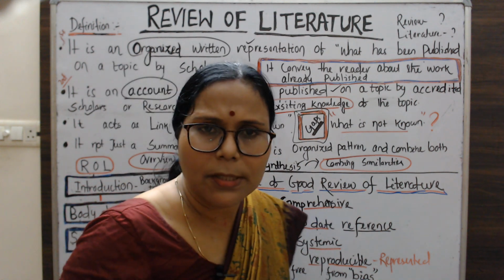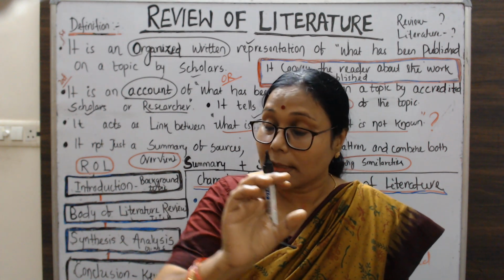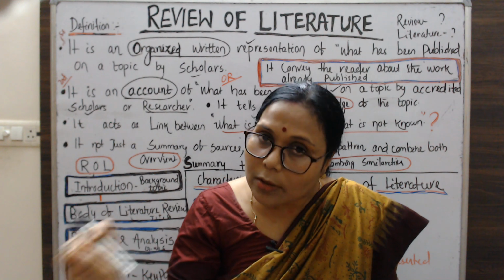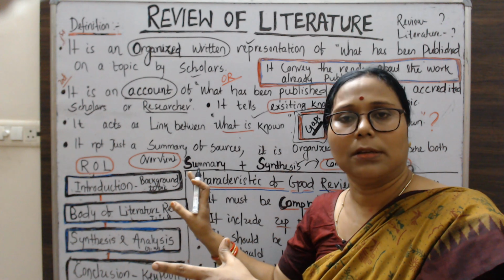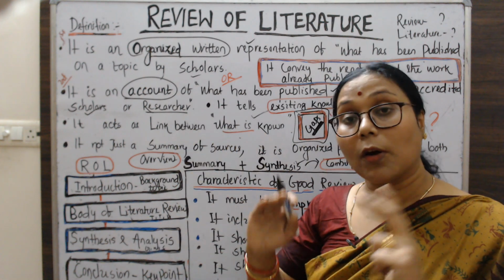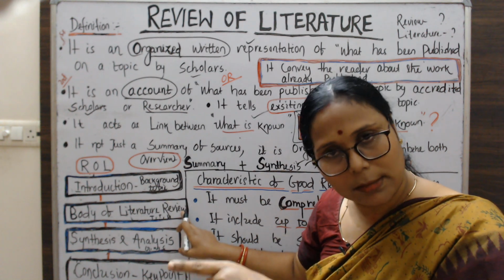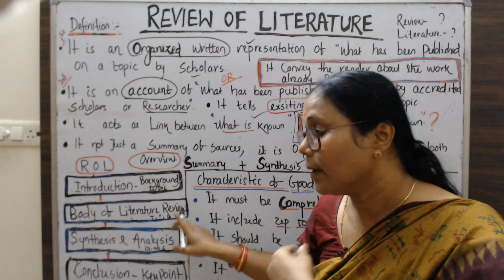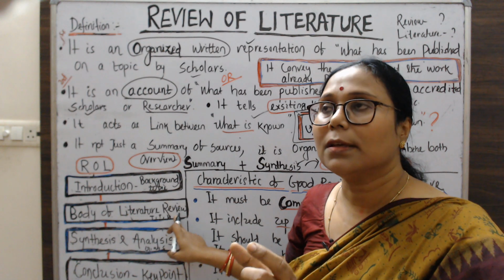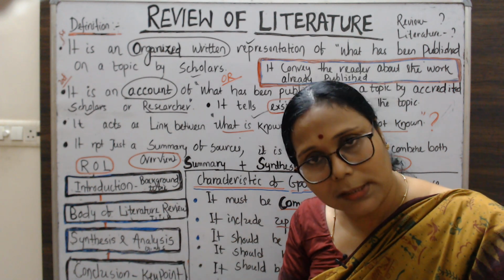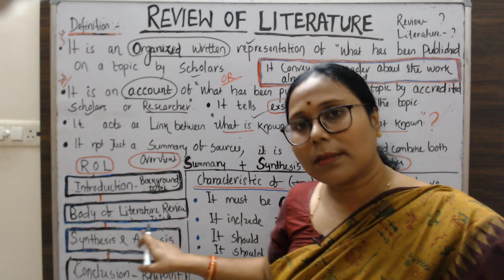When you write the review of literature, what should be in its content? First, the title of the research problem. Second, the introduction, which is the background of the topic, written in the literature review section. Then the body of the literature review. From studying the background of the topic, you will find the theme, the theory established, or the methodology the researchers used for their research. After that, you will synthesize and analyze.